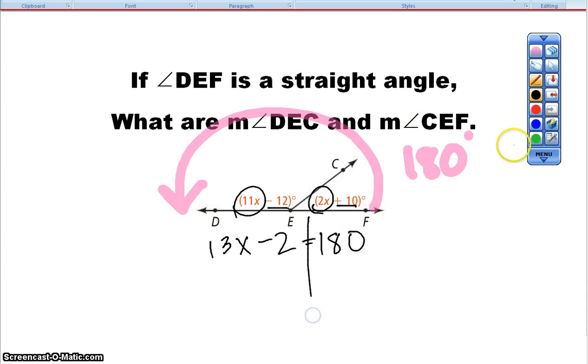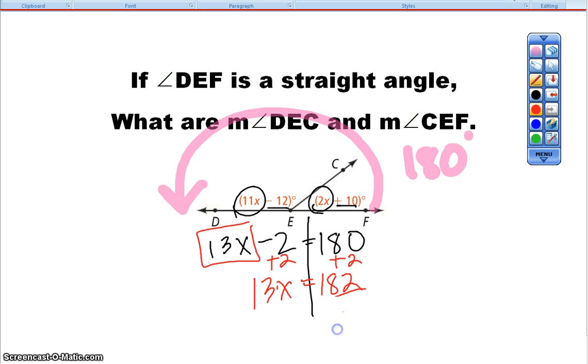Again, you're going to box road here, so get that box around 13x. How do you get rid of that negative 2? Think about that. You're going to add 2 to both sides. So I have 13x equals 182. That 13 is attached to the x by multiplication, so to get rid of that, you're going to divide both sides through by 13. And we get x is going to be 14.